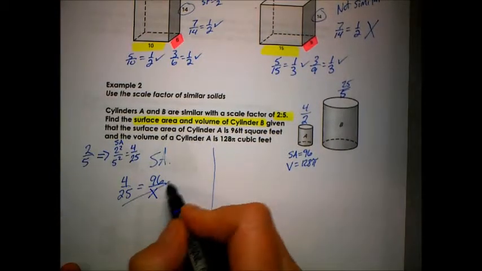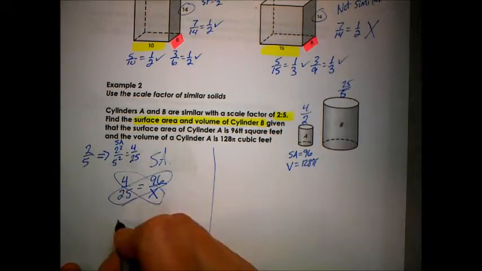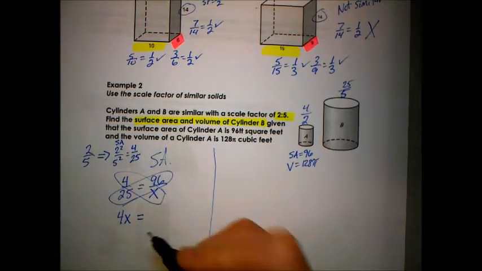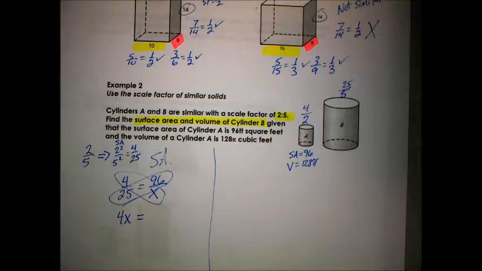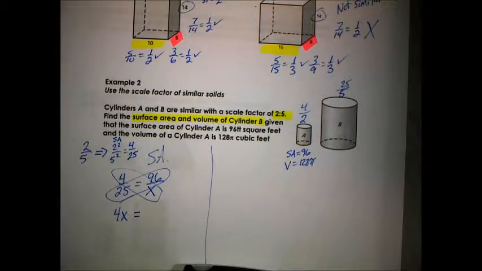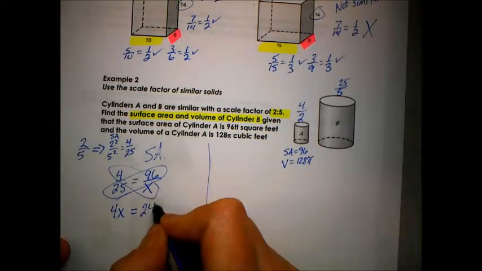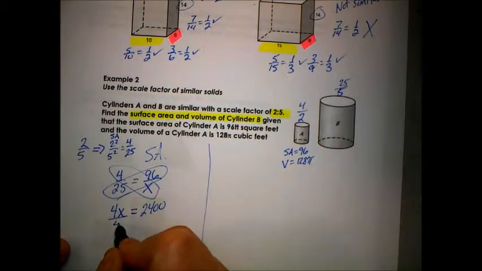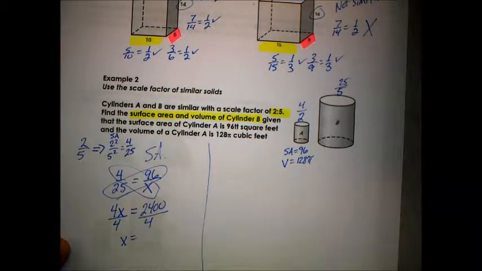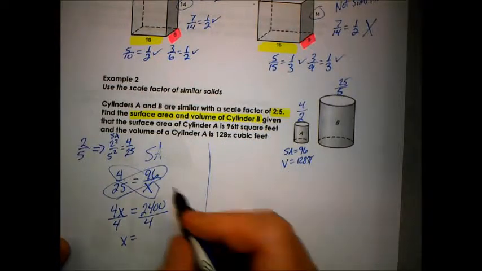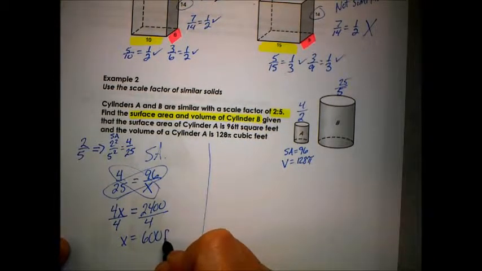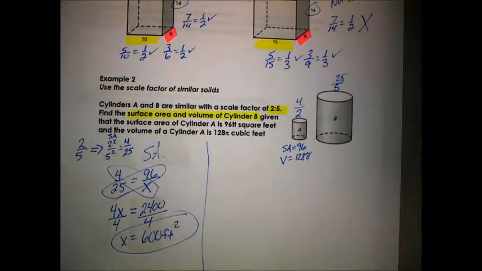Now your goal is to cross multiply and do 4x equals, if I multiply 96 times 25, I end up with 2400. I'll divide by 4, and x is 600 feet squared. That'll be your surface area.